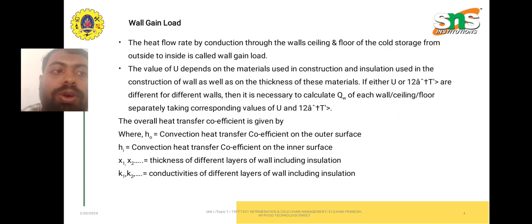If either U or A are different for different walls, then it is necessary to calculate the heat gain of each wall, ceiling or floor separately, taking corresponding values of U and A, Q equals U A times T outside minus T inside. The overall heat transfer coefficient is given by the formula where Ho is the convective heat transfer coefficient on the outer surface, Hi is the convective heat transfer coefficient of the inner surface, X1, X2 are the thicknesses of different layers of wall, and K1, K2 are the thermal conductivities of different layers of wall including insulation.